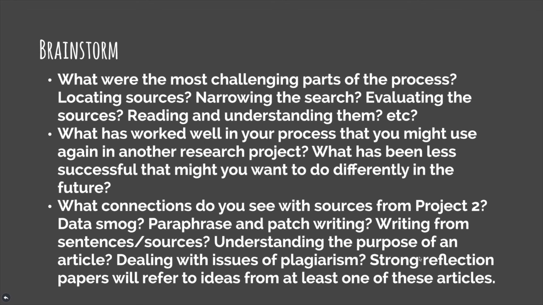So what I want you to do right now is to brainstorm for a few minutes. What were the most challenging parts of your research process? Locating sources, narrowing the search, evaluating sources, reading and understanding them. What has worked well in your process you might use again? What has been less successful you might want to change? And what connections did you see with sources from Project 2? Data smog, paraphrase and patch writing, writing from sentences or sources, understanding the purpose of an article, dealing with issues of plagiarism. So go ahead and brainstorm for about 5 minutes. You can pause this video and brainstorm some answers to these questions.